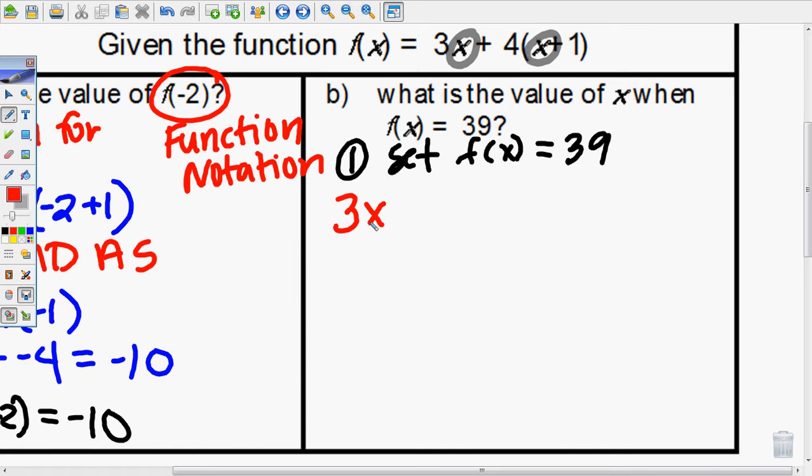So 3x plus 4 times x plus 1 equals 39. That's the function. So if it says f of x equals 39, I literally am going to say, what is f of x? And I set it equal to 39.